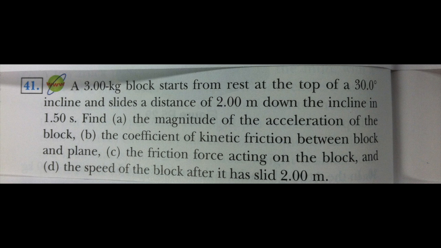Hi, this is chapter 5, question number 41, and the question states: a 3 kilogram block starts from rest at the top of a 30-degree incline and slides a distance of 2 meters down the incline in 1.5 seconds. Find A, the magnitude of the acceleration, B, the coefficient of kinetic friction between the block and the plane, C, the frictional force acting on the block, and D, the speed of the block after it has slid 2 meters.